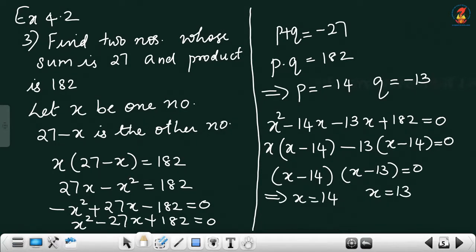After getting x as 14 and 13, you have to write the final answer. Therefore, the numbers are 13 and 14.